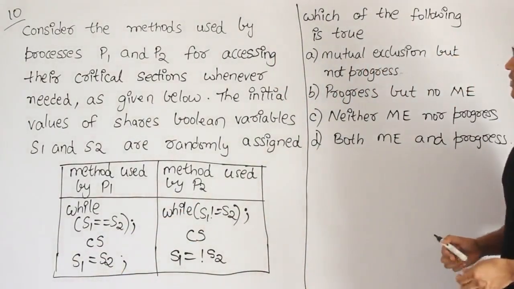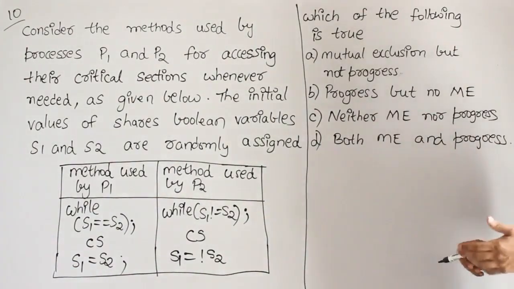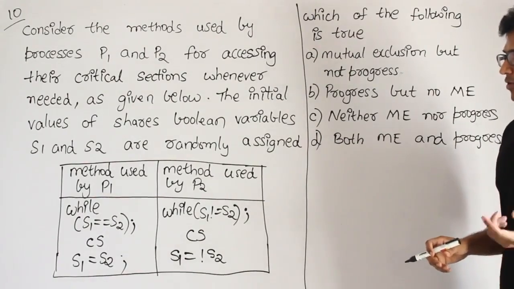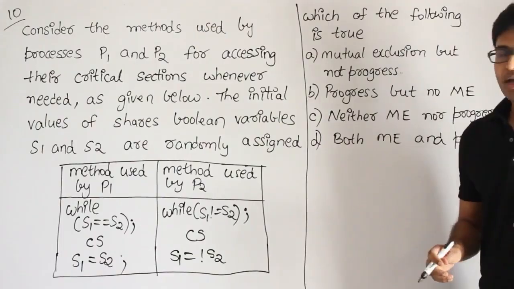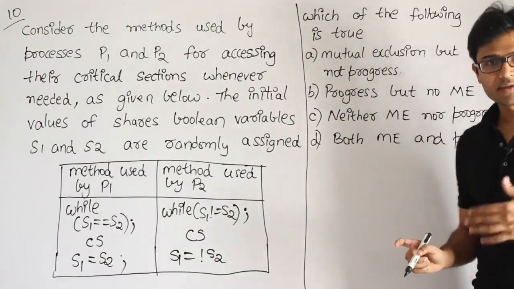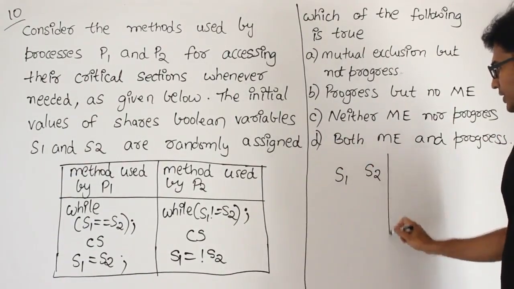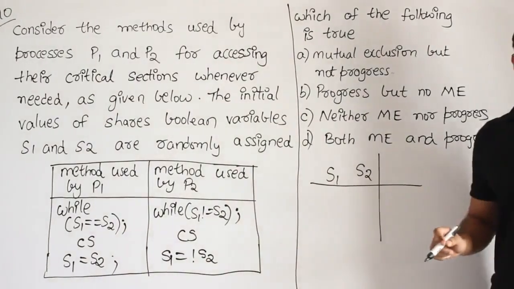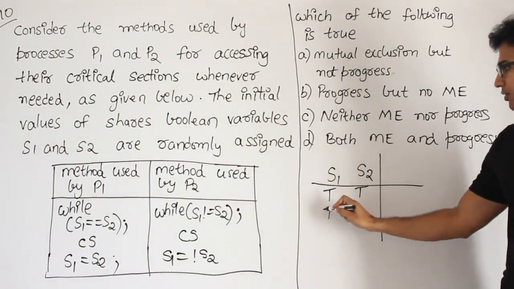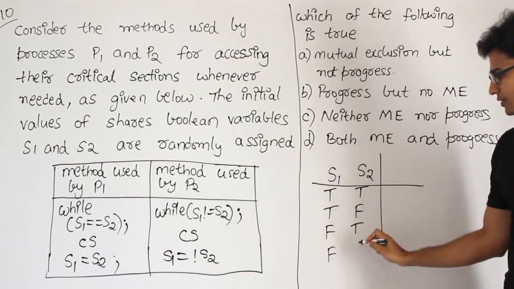And the initial values are assigned randomly, so let's see what happens. There are two boolean variables which are randomly assigned some values. Depending on the values of s1 and s2, either P1 will get a chance or P2 will get a chance. Before making such a statement, let's analyze this first. The two variables are s1 and s2, and they are boolean variables, so they can be true-true, or true-false, or false-true, or false-false, isn't it?